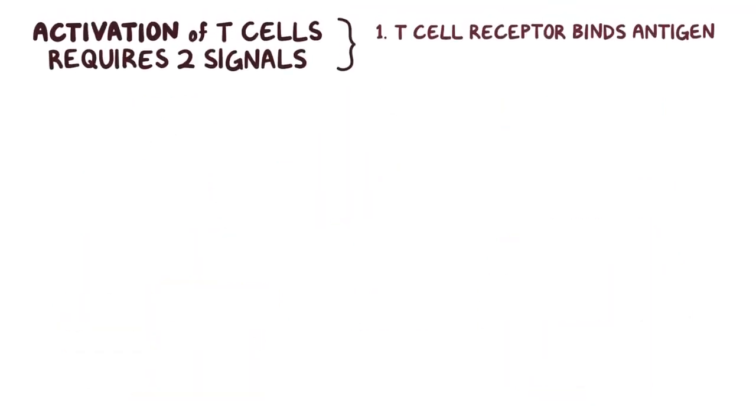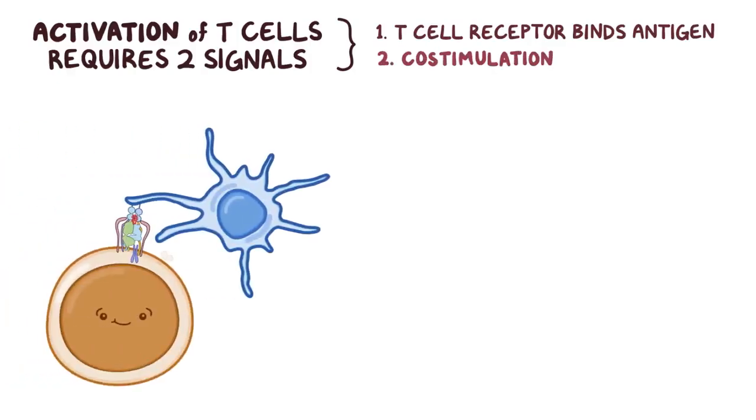The second signal required for T cell activation is called co-stimulation. And that's when a ligand that's on the surface of a T cell called CD28 binds to a ligand called B7 on the antigen-presenting cell.